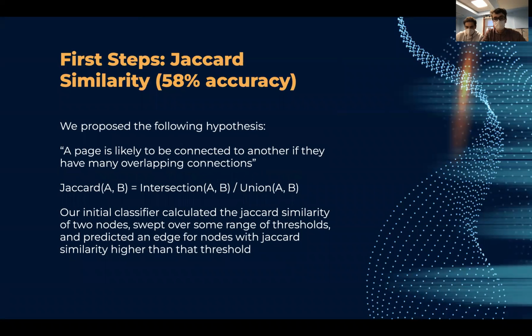So first we started off with Jaccard similarity. We hypothesized that a page is connected to another if they have many overlapping connections. We swept over an initial threshold, and any nodes with a similarity index higher than that threshold were predicted to have an edge. That was 58% accuracy.